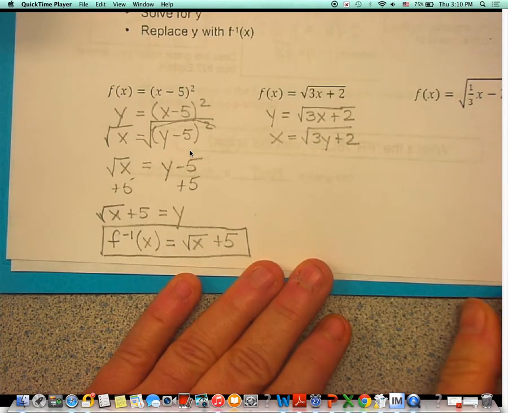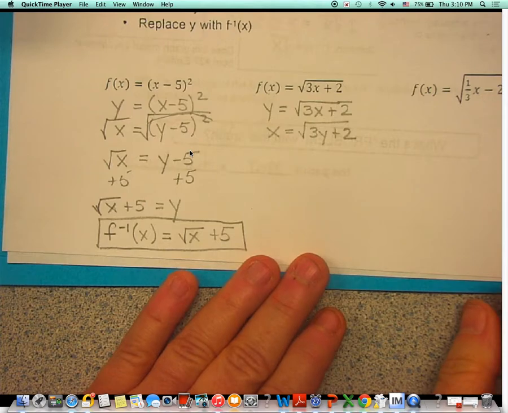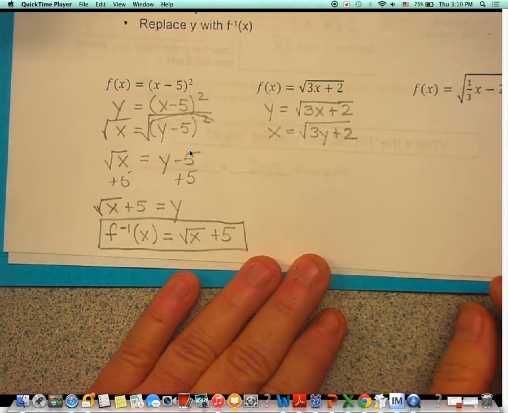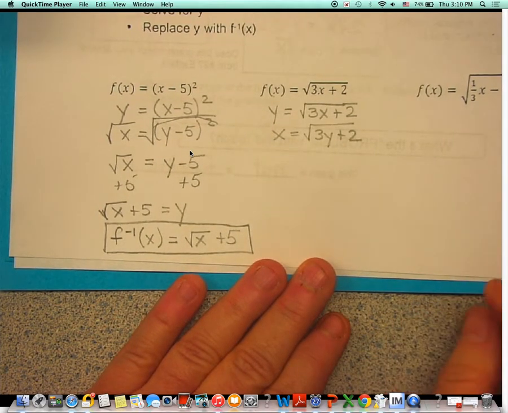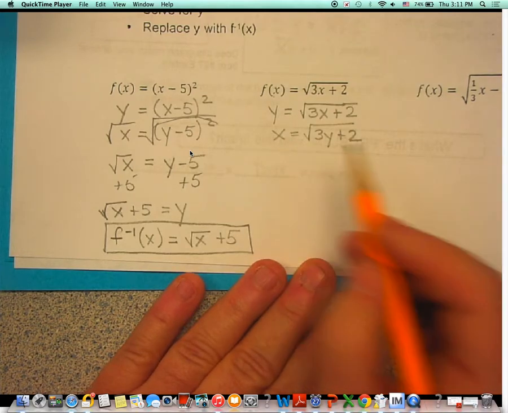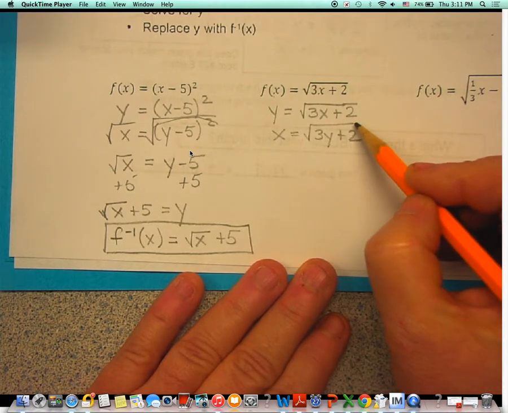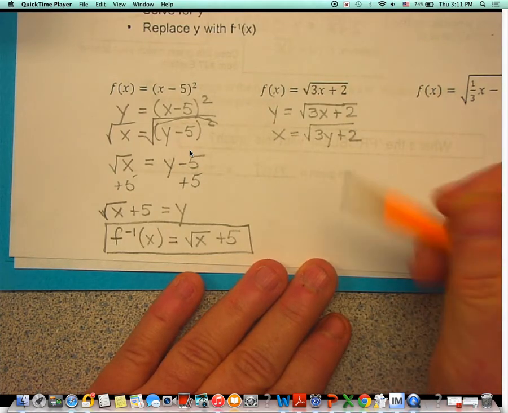Wait, don't we have to switch the sign? What sign? The x and y. No, you just switch x and y. Oh, you mean like the negative and the positive? No, I'm talking about x and y. Okay, never mind. You just did it. Okay, all right, we switch the x and y, and then we gotta get rid of what? The square root.